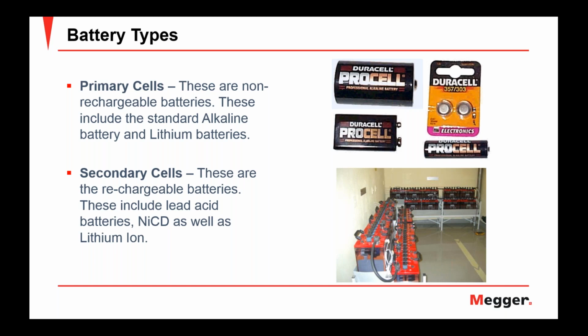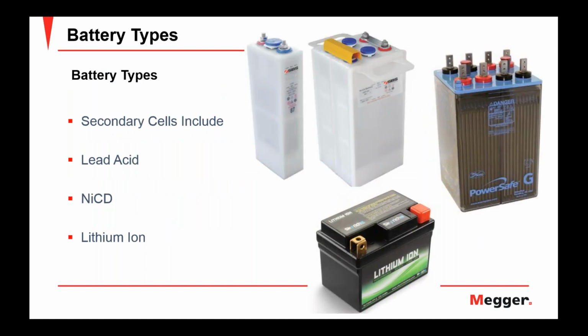Secondary cells consist of our lead acid batteries, NiCad, as well as lithium ion batteries. These cells are our rechargeable cells. When they're manufactured, they don't have a charge. They require a secondary process to charge them up, hence the name secondary cells. Of these types of batteries, we're going to talk about the lead acid, the NiCad, as well as the lithium ion batteries.